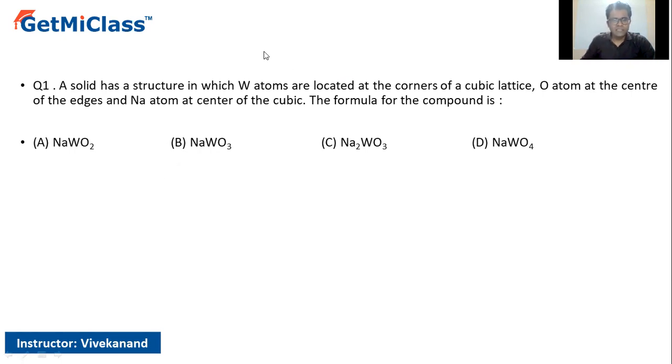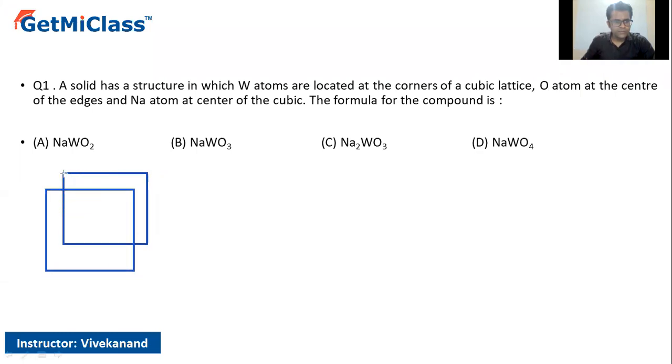All right. So let's consider this one over here. Let us say that this is going to represent the cube. As we observe in this particular cube, our first point that they have given is that the W atoms are located at the corners of the cubical lattice. Now let's consider that these are the atoms W, which are located at the corners of the lattice, right? So we'll take it over here.